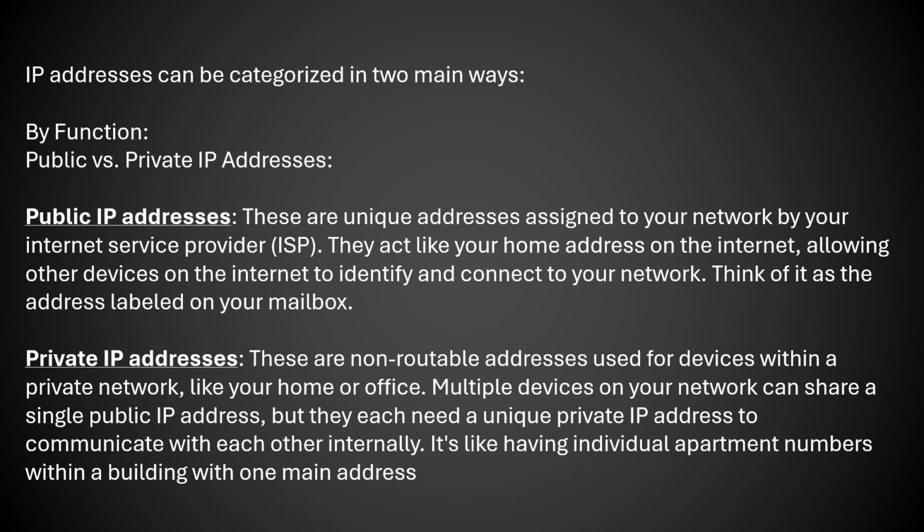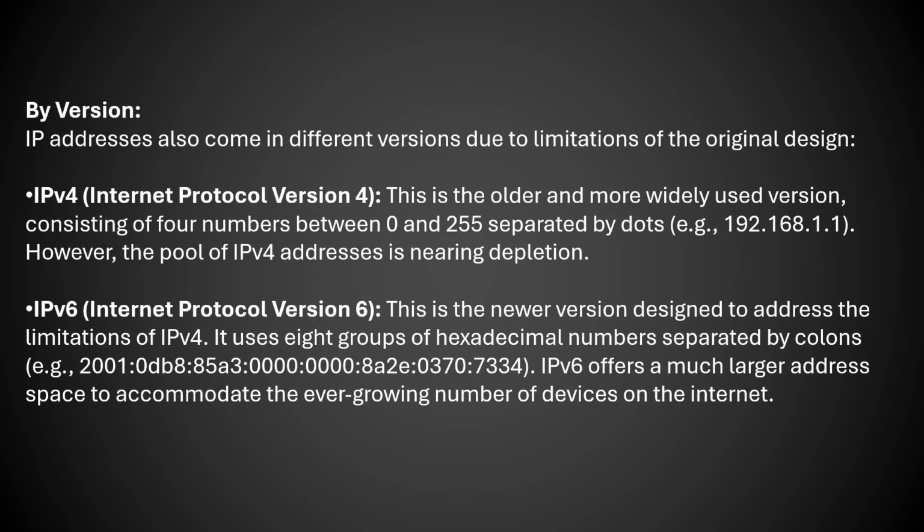The next one is private IP addresses. They are used within a private network such as a home or business network. They are not globally unique and can't be routed or found. By version, IP addresses are classified into two types: one is IPv4 and the other is IPv6.